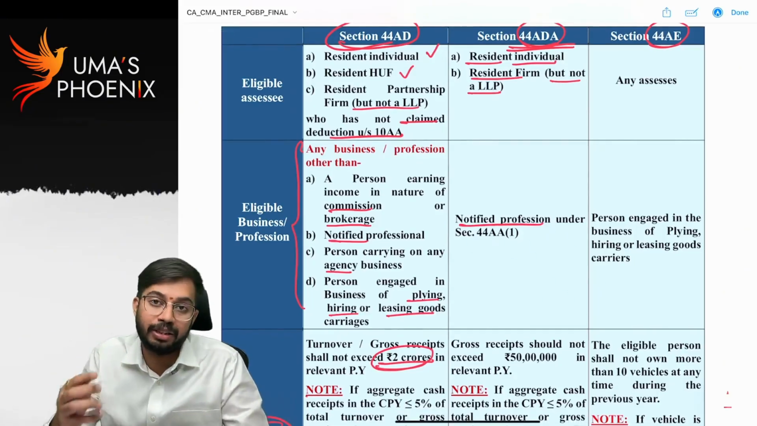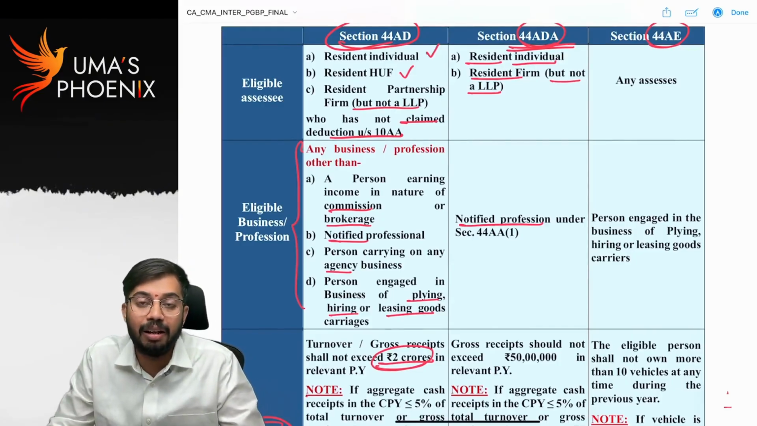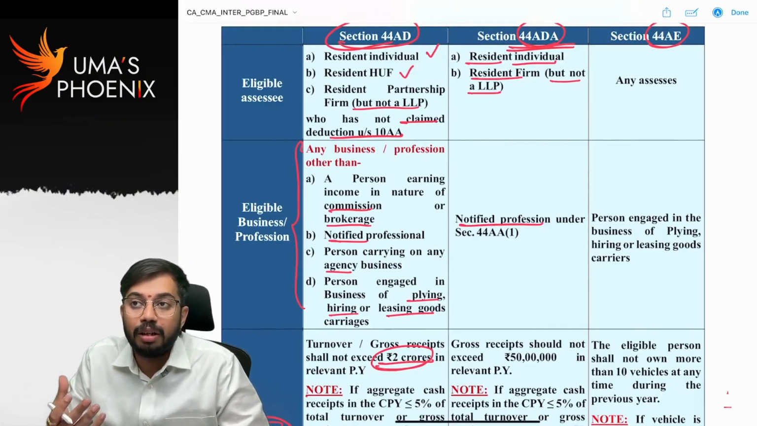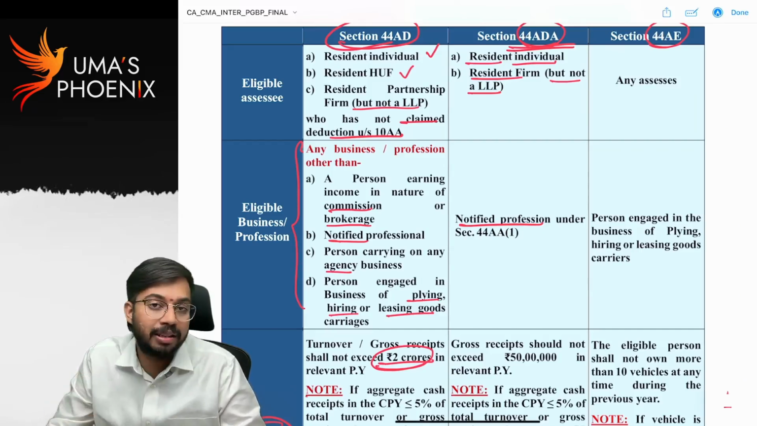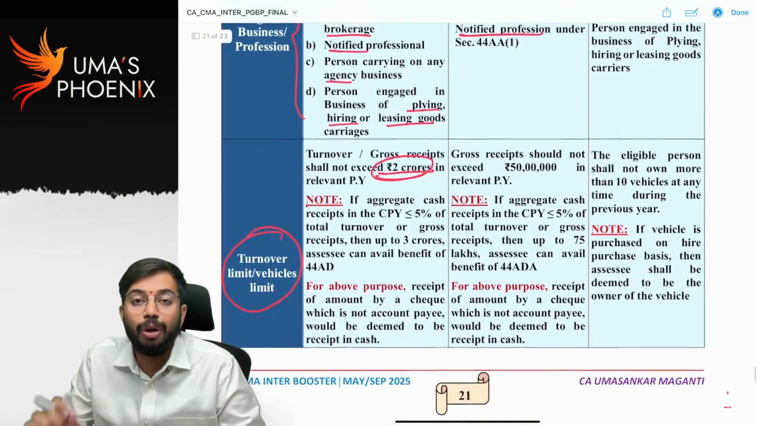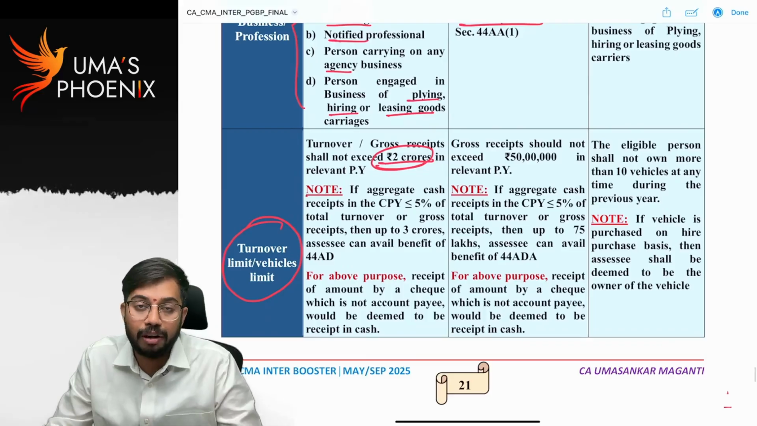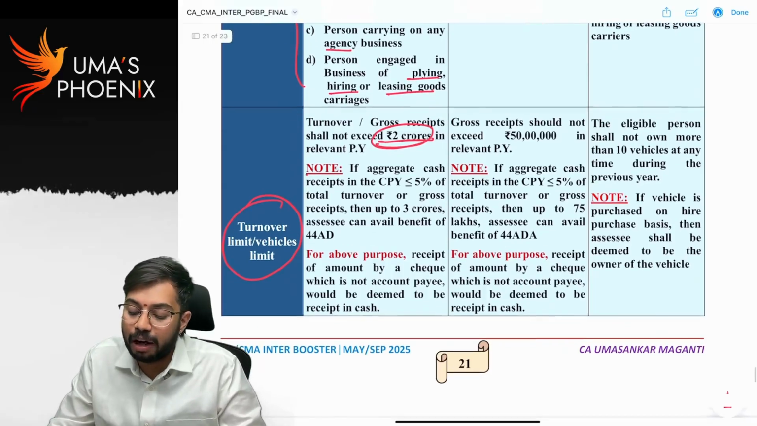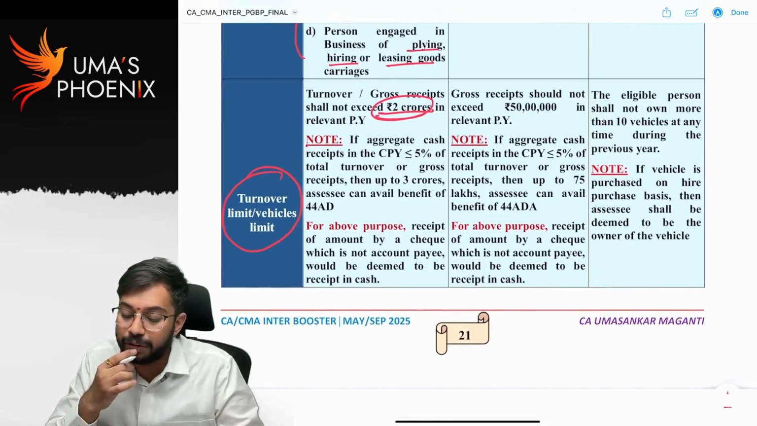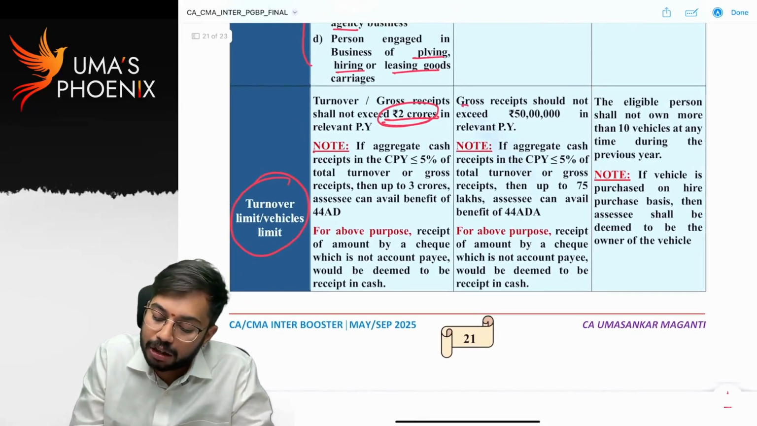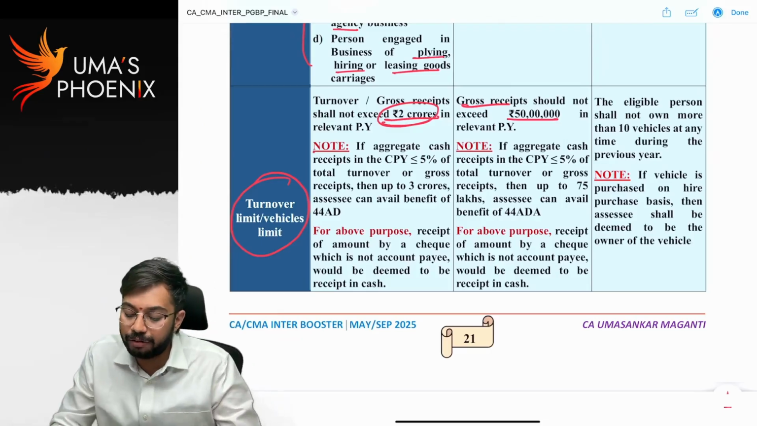I have already discussed notified professions: legal, medical, accountant, company secretary, interior decoration, technology consultant. All these are considered as notified professionals. Notified professionals can choose 44ADA. If they choose 44ADA, another condition is there. What is the condition for choosing 44ADA? Gross receipts should be less than or equal to 15 lakhs.